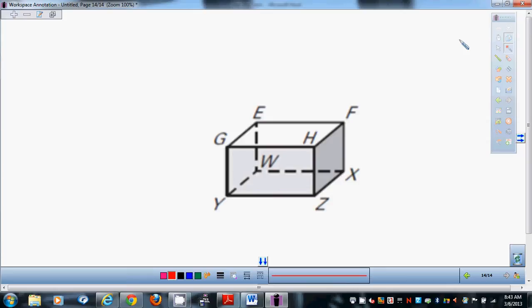It might also say, where do two planes intersect? Where does plane GEWY intersect plane WXZ? Where does plane EGWY intersect plane WYZ? Two planes intersect along a line. Just like the wall, where does the wall meet the ceiling? Along that whole crease. So if it asked you where this plane intersected this plane, it would be line WY. Where does this plane meet that plane? Line HF, etc.